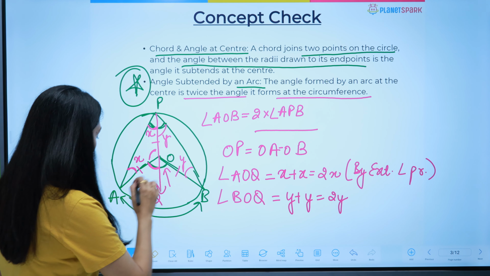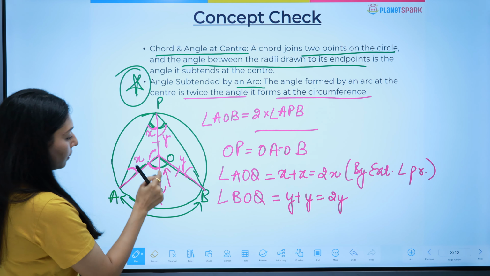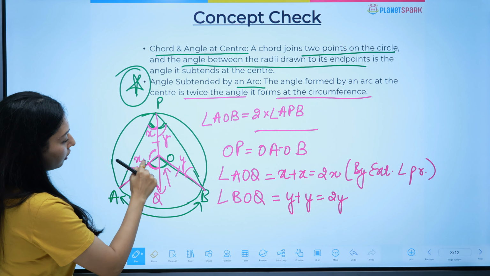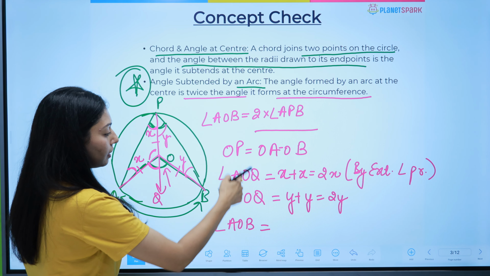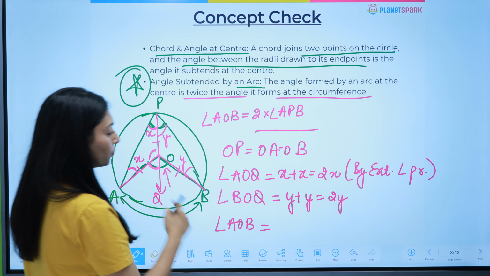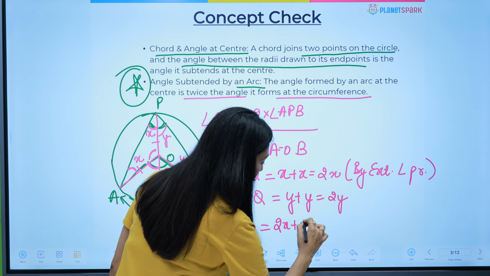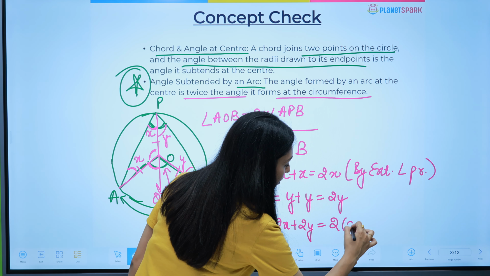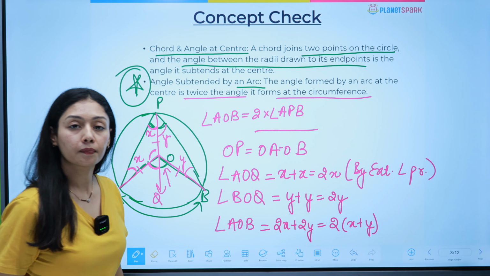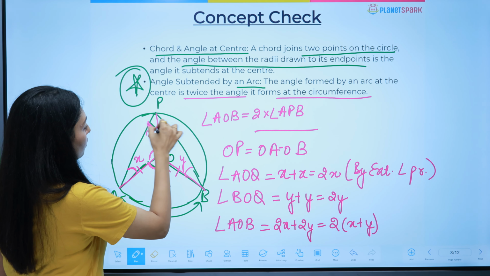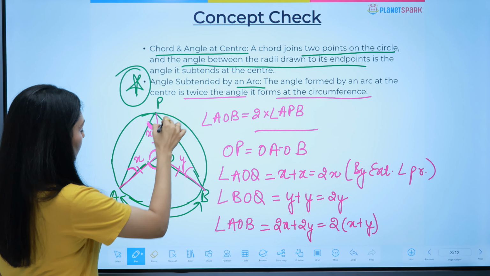Right, everybody? Now, if we talk about this angle AOB, इन दो angle को add करेंगे तो we'll get angle AOB, right? So we can say angle AOB will be equal to what? Add these two angles AOQ and BOQ. So that will be 2x plus 2y. That is equal to 2 times x plus y. Okay. Now, this angle we need also. So this is what angle? Angle APB. That will get by adding these two angles, which is x plus y. So x plus y is what? Angle APB. तो substitute कर देते हैं वहाँ पे. So 2 times angle APB.